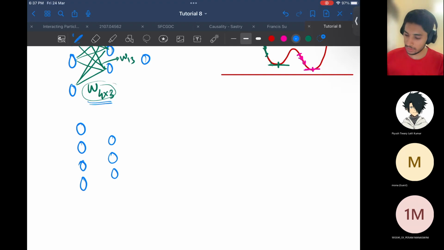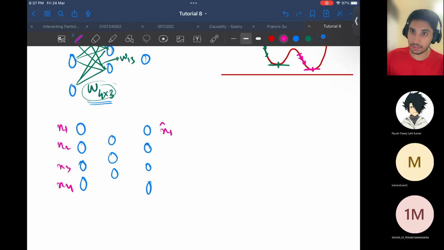Okay, so if I flip this, I hope you will agree that I will again get four neurons here and three neurons in the middle, right? I have made this an autoencoder, right? What do I mean? Let's say this was x1, x2, x3, x4, and now this is x1 hat, x2 hat, x3 hat, x4 hat. So basically, flipping this network gave it the structure of an autoencoder.